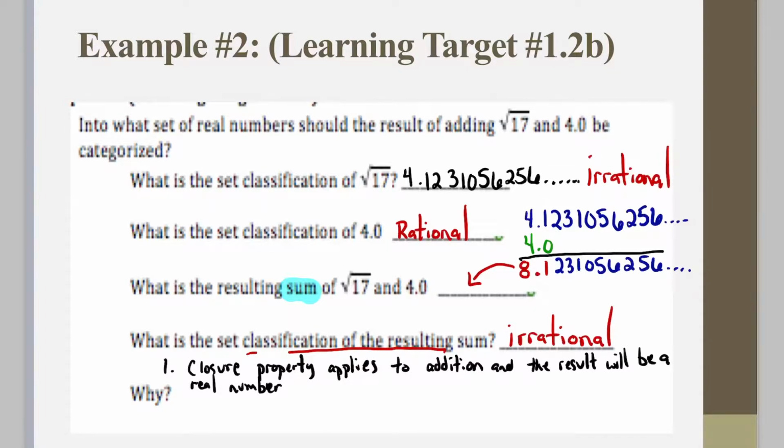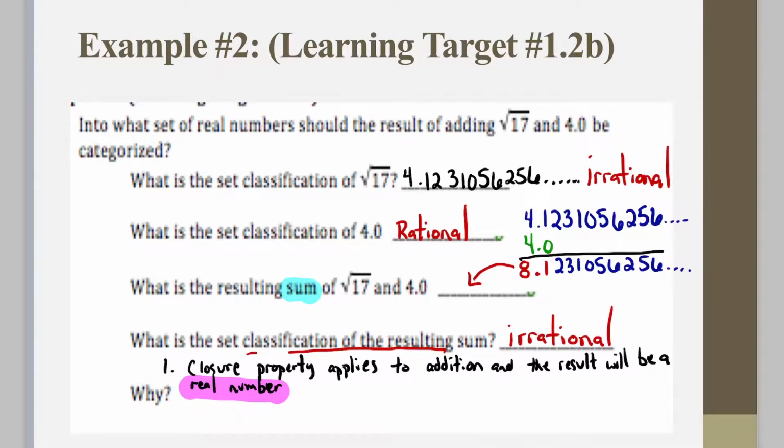And if you look at the classifications of irrational and rational, they are not the same set classification. However, both are categorized in the set of real numbers. And so the closure property basically states that any time that you add two numbers from the same set, and in this case the same set is the set of real numbers, will result in a number from the same set. So adding two real numbers will result in a real number.